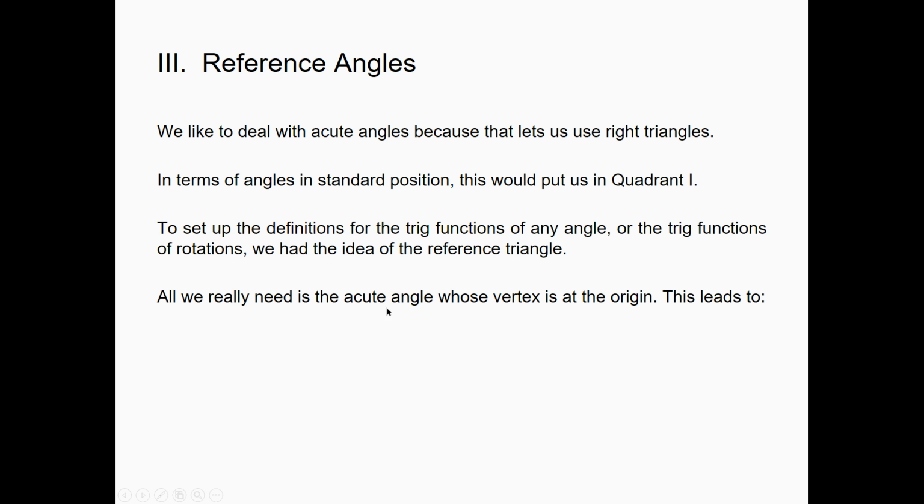All we really need is the acute angle whose vertex is at the origin. So this leads to a definition. Let theta be an angle in standard position. The reference angle for theta is the acute angle between the terminal side of theta and the x-axis. Always measure to the x-axis, even if the y-axis is closer. So the angle between the closest side of the x-axis and the terminal side of theta. Notice since it's an angle between, it's always going to be positive.